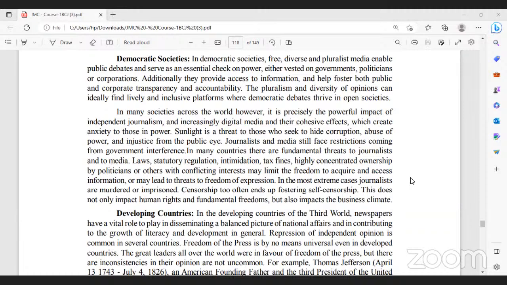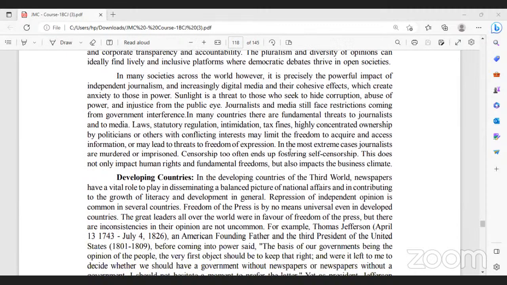So journalists and media still face restrictions coming from government interference. In many countries, there are fundamental threats to journalism, to journalists and to the media. We see laws, statutory regulations, intimidation, tax fines, highly concentrated ownership, etc. These are the flags faced from the government by journalists.